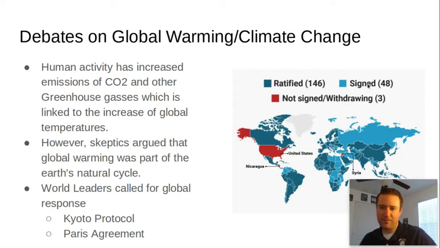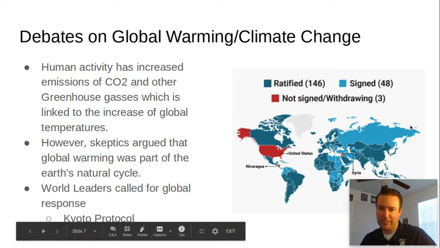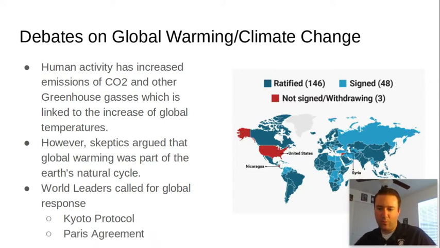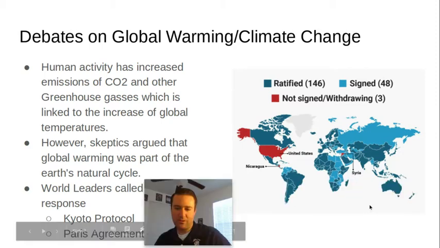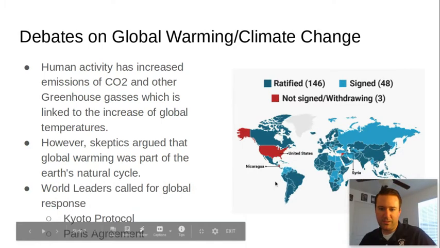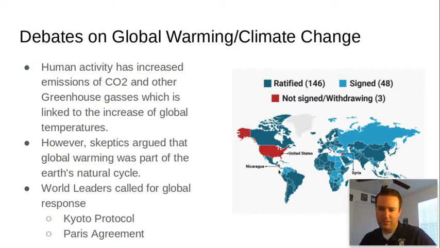Some countries have signed it, but they have not ratified it in their countries. So they've signed the agreement, but they haven't implemented it into their country quite yet. And then there are 3 countries that have not signed or withdrew from the agreement. Syria, which, if you know what's going on in Syria right now, I don't think climate change is their worst concern. Honduras or Nicaragua, which is trying to industrialize themselves, and so they didn't want to consent to this agreement.